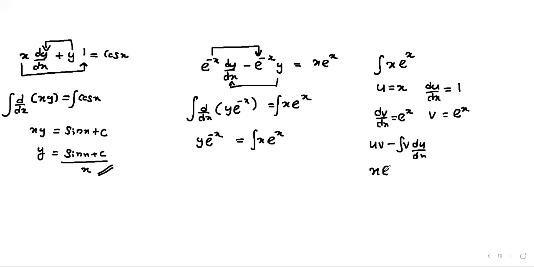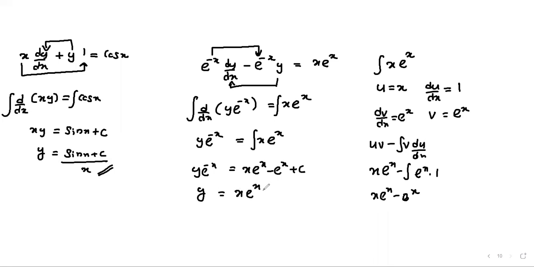u is x, so x e to the power x minus the integration of e to the power x into 1. It turns out to be x e to the power x minus e to the power x. So y e to the power minus x equals x e to the power x minus e to the power x plus c. So you can write y equals x e to the power x minus e to the power x plus c over e to the power minus x. If you bring it up, e to the power minus x becomes e to the power plus x, so it turns out to be x e to the power 2x minus e to the power 2x plus c e to the power x, which is the final answer for this question.